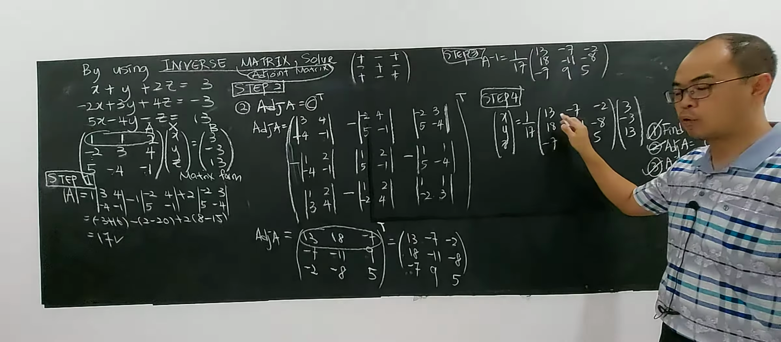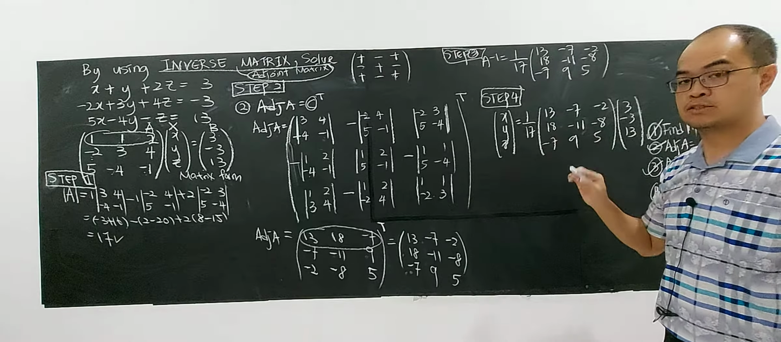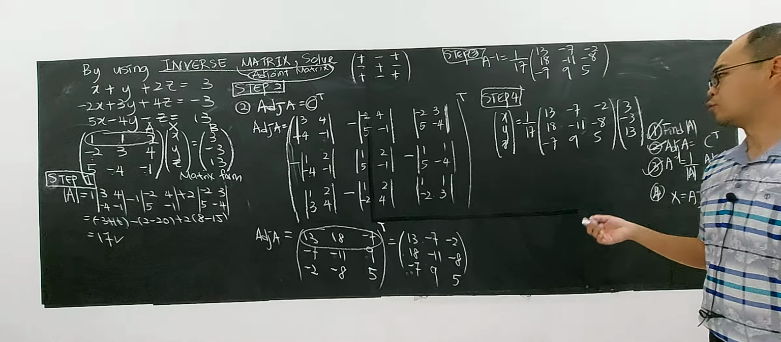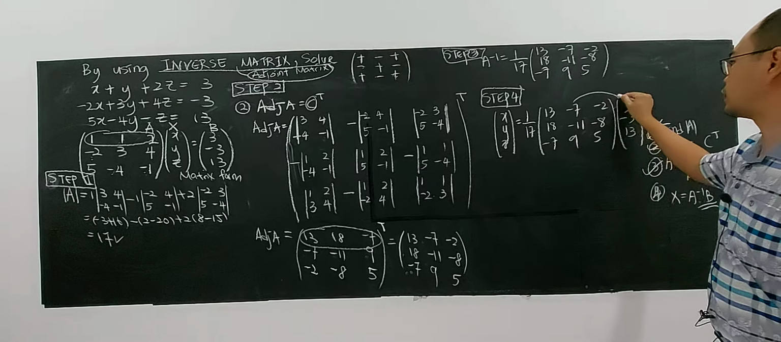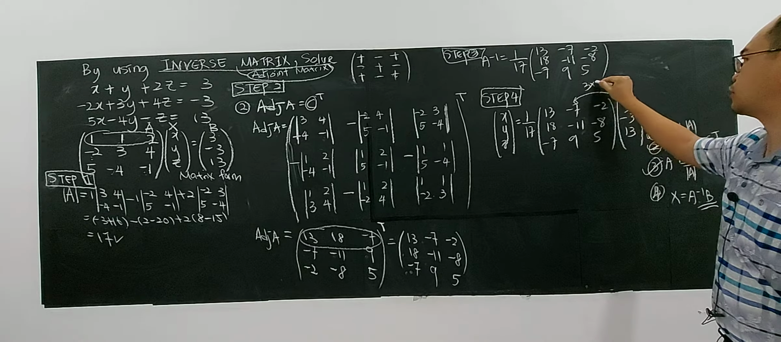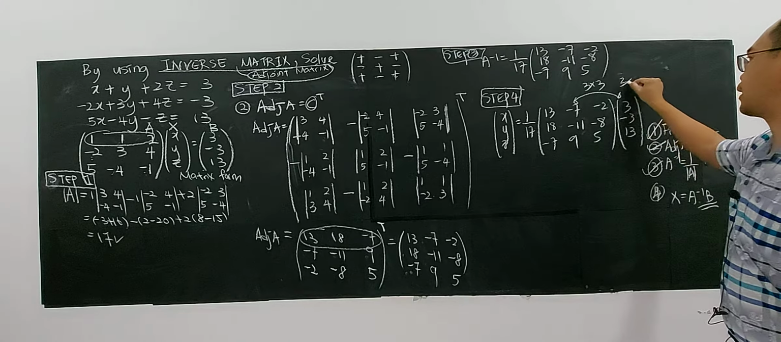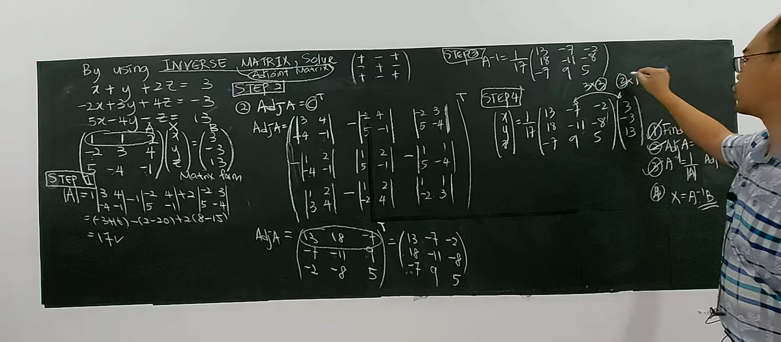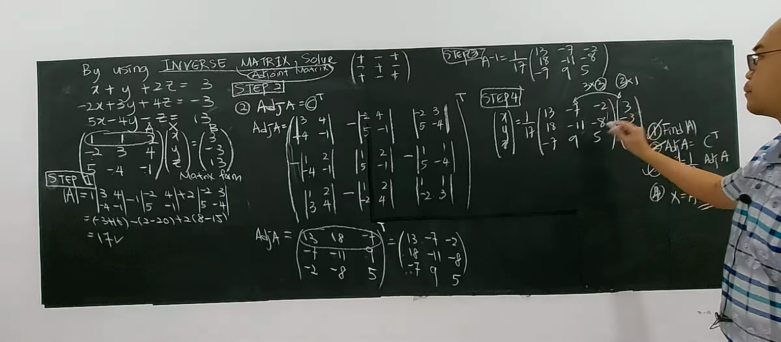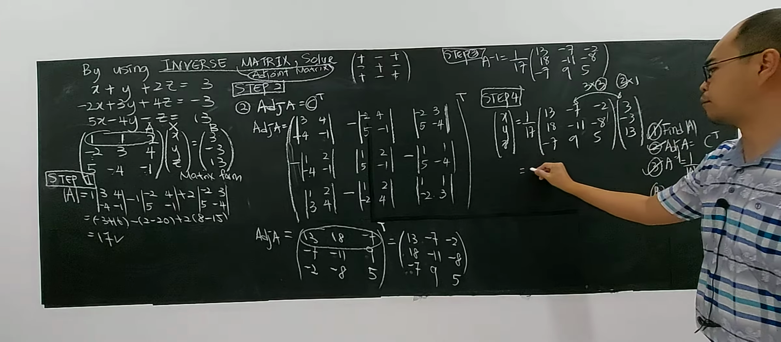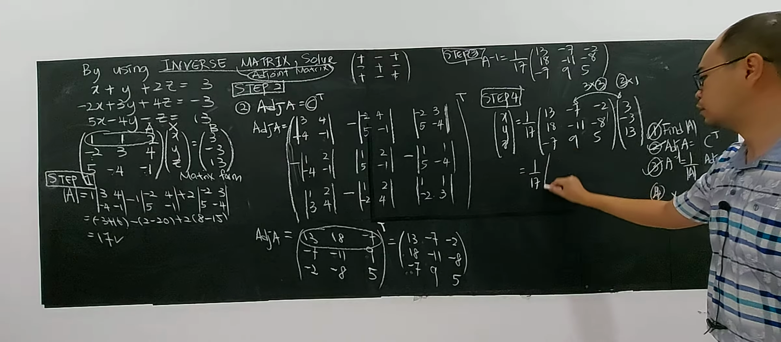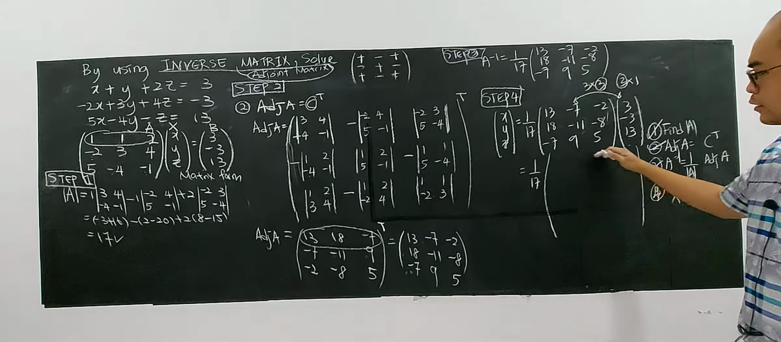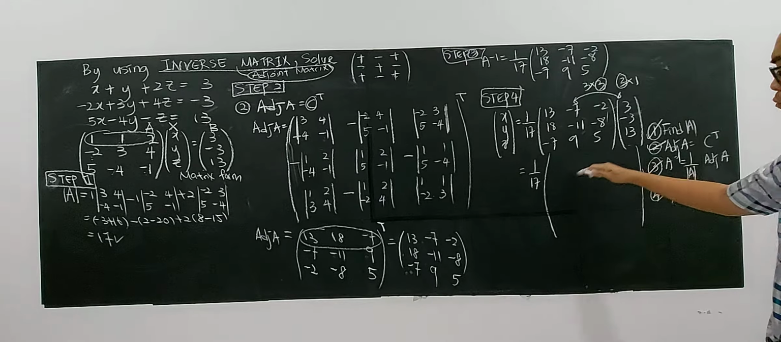I don't multiply the 1 over 17 inside here. It's okay if you want to multiply, but it's very tedious, so we don't do this. We have to multiply these two matrices first. This is a 3 by 3 matrix, and this is a 3 by 1 matrix. The number of columns here is the same as the number of rows here, so yes, it can be multiplied. You will produce a 3 by 1 matrix, which means 1 column, 3 rows.